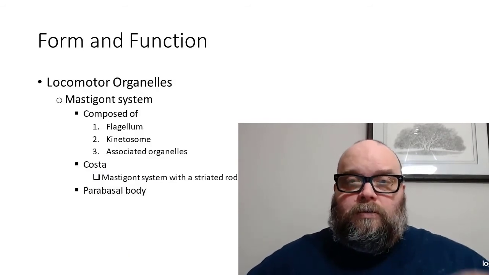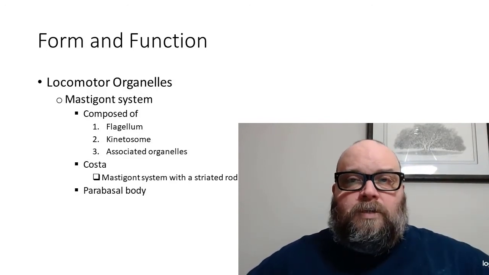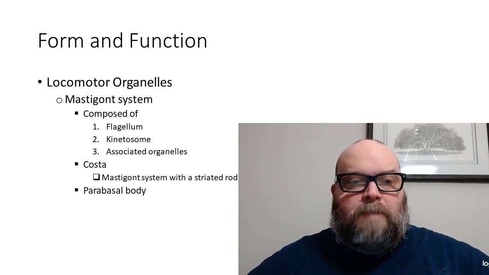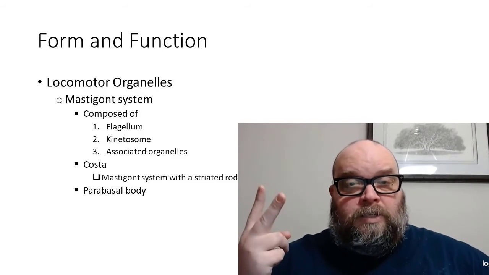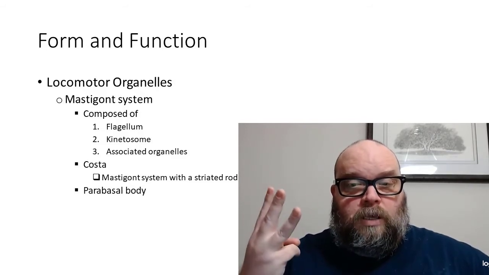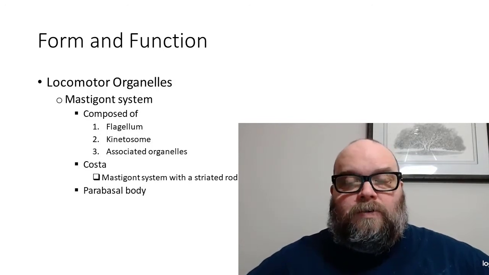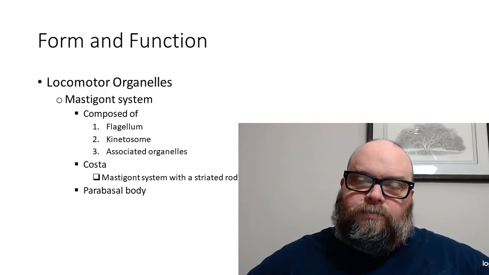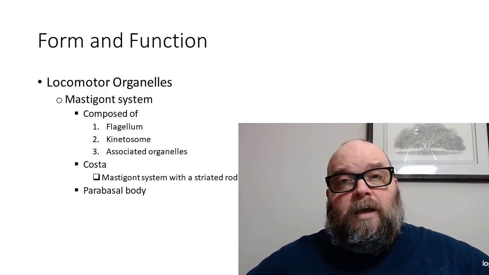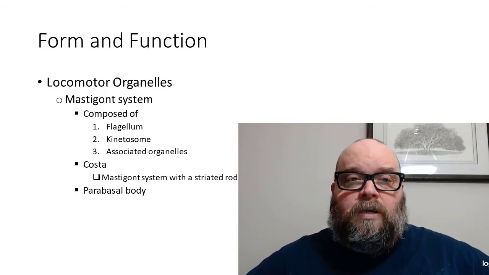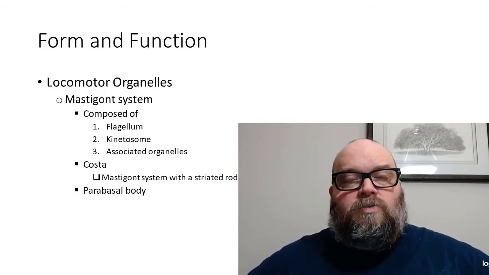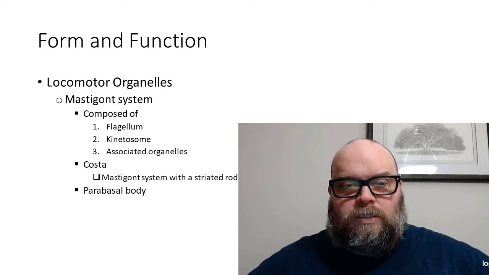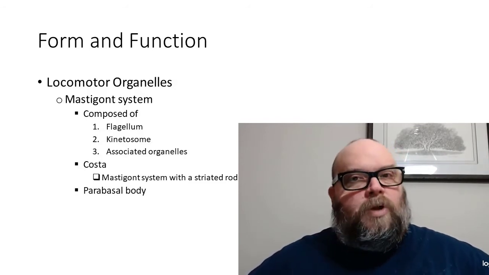There will be other compositions. All we know, generalized, is that a mastigont system is going to have a flagellum, one or two kinetosomes, and then numerous other organelles that could be there. Maybe there's a dictyosome. Maybe there's mitochondria. Some are going to have what is referred to as the costa. The costa is a long, striated rod made of different proteins. What's its function? Don't really know.